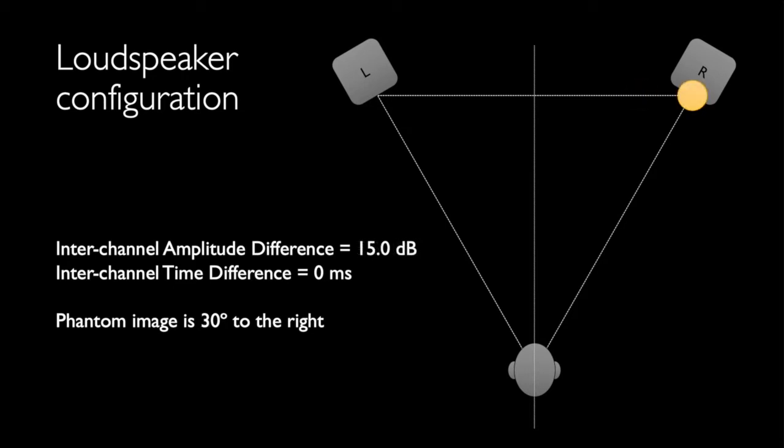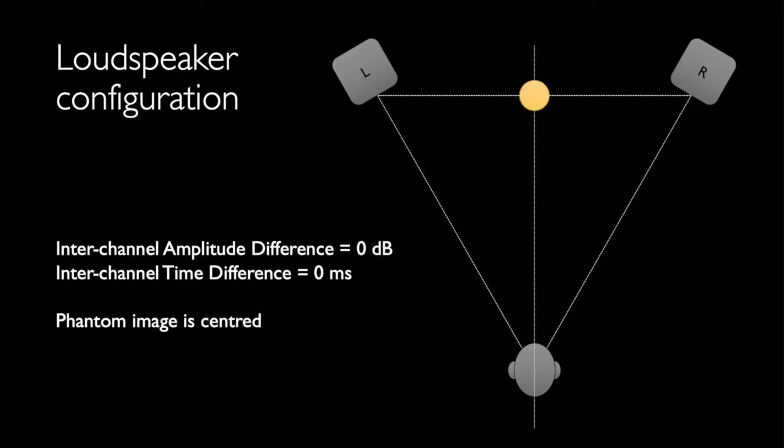Interchannel amplitude panning, 30 degrees right. The right channel is now 15 decibels louder than the left channel, and the interchannel time difference is 0. The image should appear to be positioned 30 degrees to the right of center, or in the right loudspeaker.